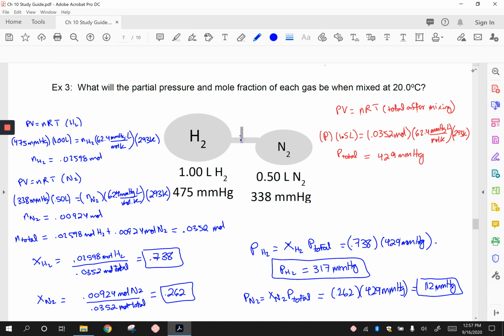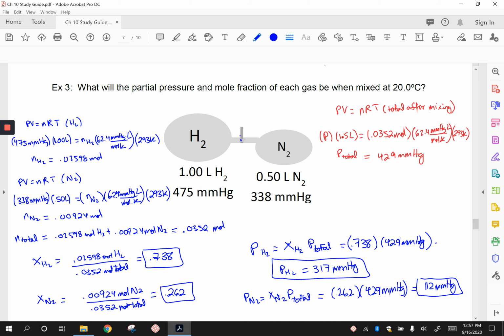What's another way I could have done this instead of this calculation? Well, I could have said, well, the total is 429, hydrogen is 317, so I can subtract those two to get the partial pressure of the nitrogen. So this was a really long problem, but I think it's pretty cool. If you can do this, you really understand what's going on. There is another way to do this, though. Let's look at the other way to do it. It's actually maybe a tiny bit shorter.